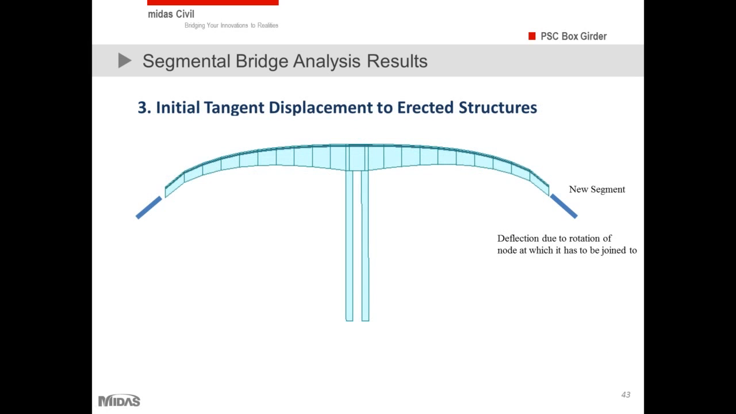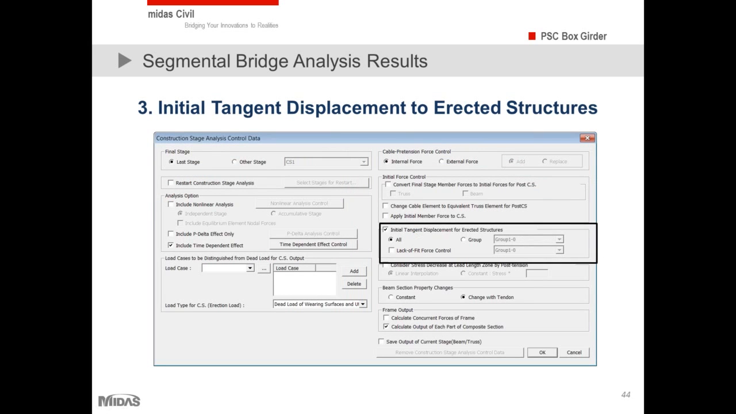MIDAS Civil also gives you the initial tangent displacement of the erected structure. In this example, I've shown what it means. Let's say this is the deformed profile of a bridge, a highly exaggerated one. Now, if I want to add a new segment, this is how the segment will be erected or cast, and it will have an inherent deflection due to the rotation of the joint where it has to be connected. If you want to obtain this type of deformation in MIDAS Civil, you can check this option while performing construction stage analysis. It is known as initial tangent displacement for erected structures, and it gives you precisely the deformation of the element due to this effect.